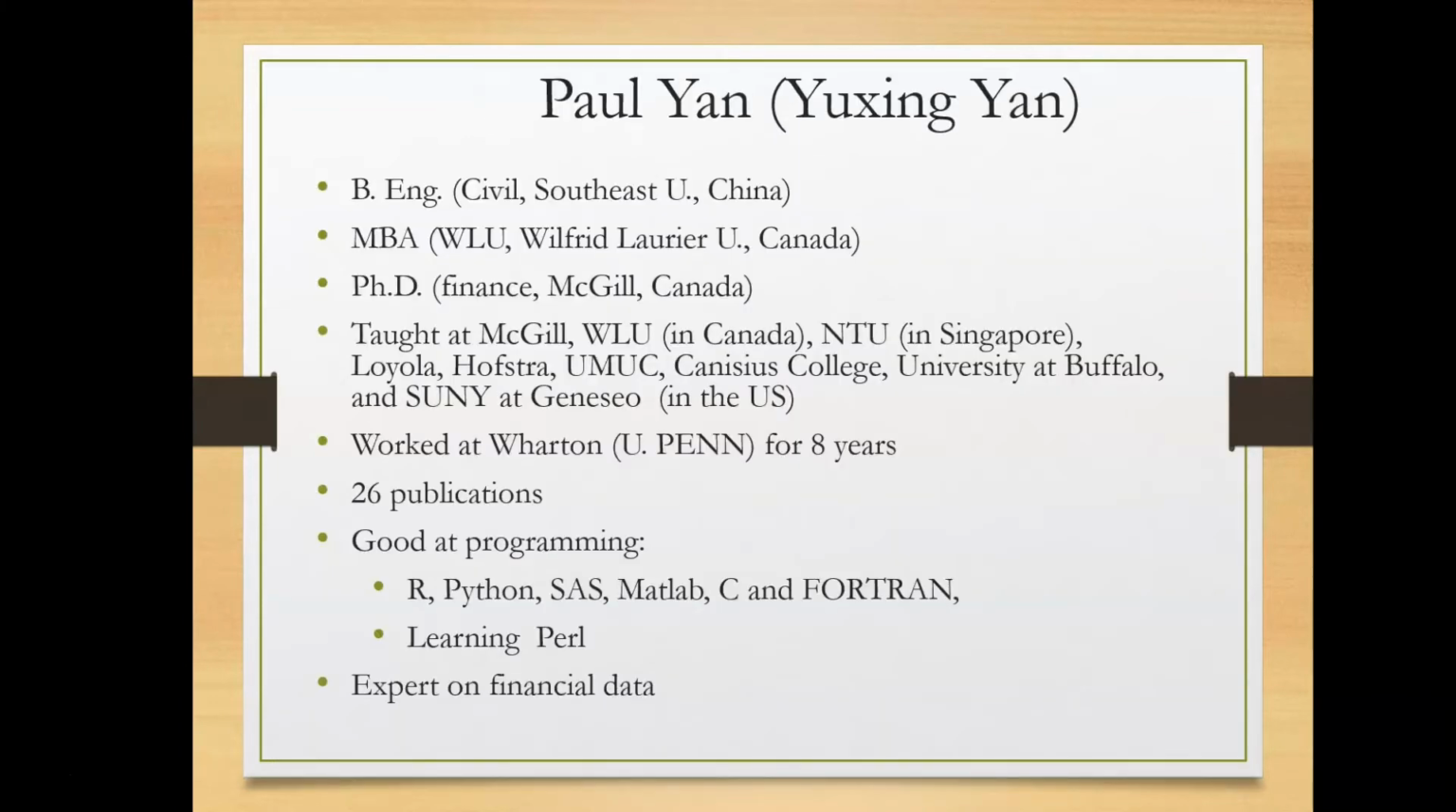My name is Paul Yan. I have my second name, it's called Yuxin. If you want to Google me, I think it's a good idea to use the second name, because all my publications and my books are under the second name.